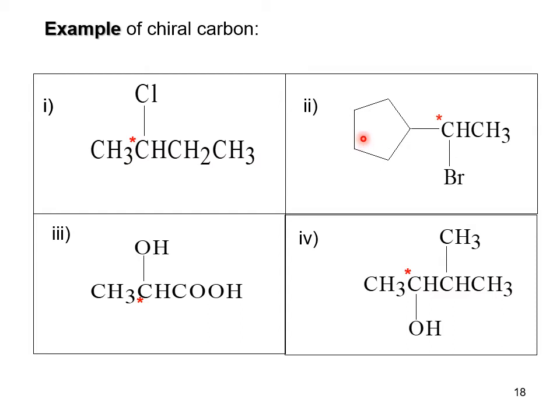How about this one? For this cyclopentane, impossible, because the carbon has two hydrogens and the same groups cannot be used. How about this one? Yes, this carbon is attached to a cyclopentane, bromine, one hydrogen, and one CH3 methyl group. Yes, this is a chiral carbon.